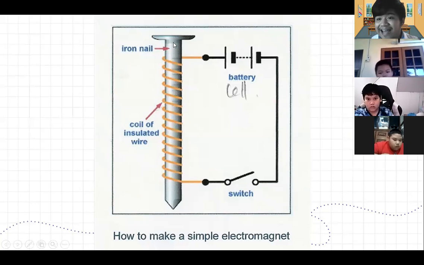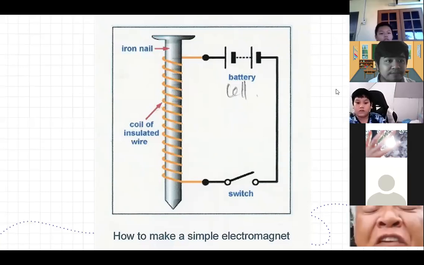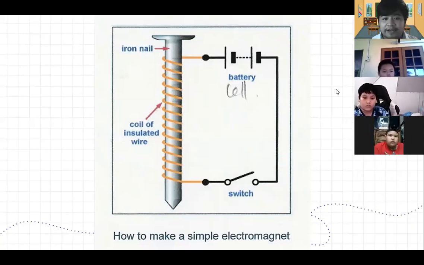will become magnetic because of the electricity or current that flows through it, okay? But if we turn it off, then the magnetism is gone. Do you understand? All right, I hope so.